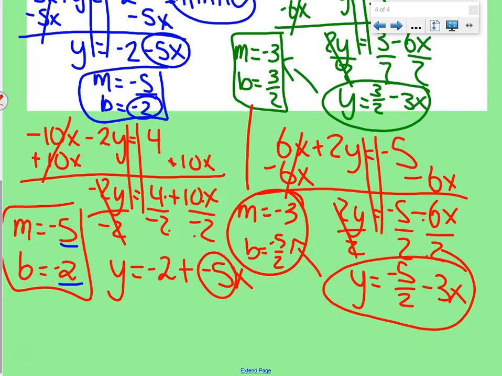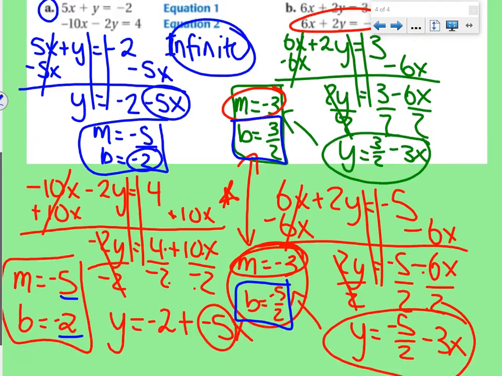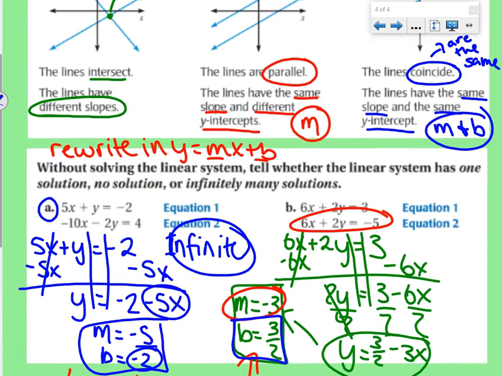So if we compare these two here, we should notice that our m's, those are the same, but our b's are not the same. So we have the same slope, different y-intercepts, which means we have parallel lines, which means no solution. So for this set, we have no solution.